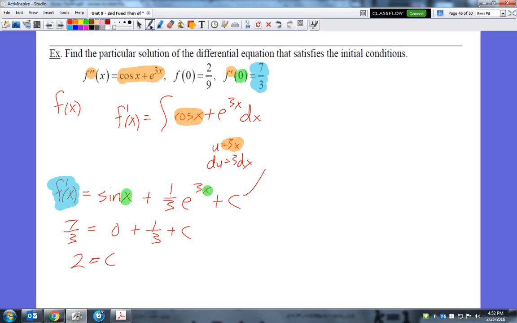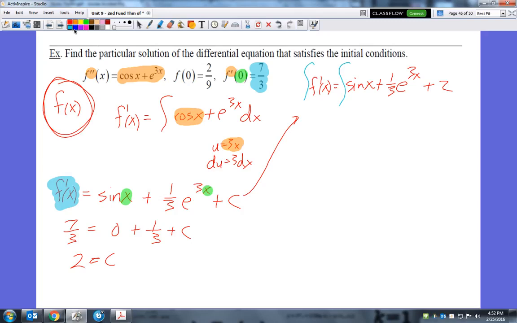So this becomes more particular by saying f prime of x is equal to sine of x plus 1/3 e to the 3x, and it'll be plus 2. Now I'm almost there because I have to get to f of x, not f prime. So we're going to have to integrate again. So the integral of both sides, it's going to be both with respect to x.